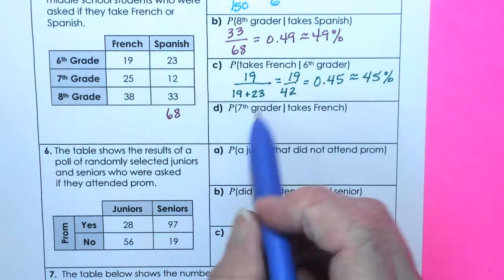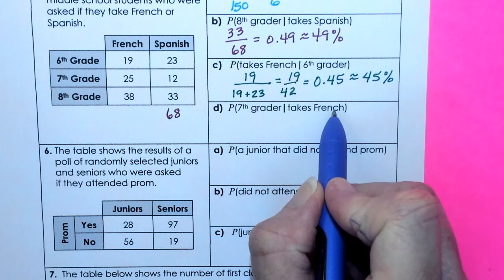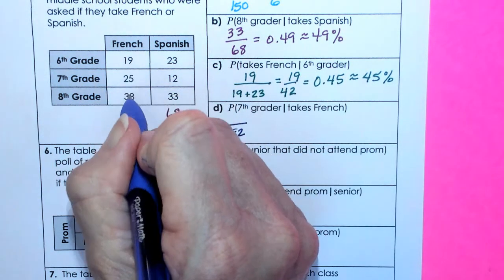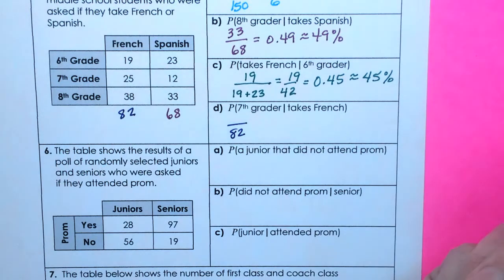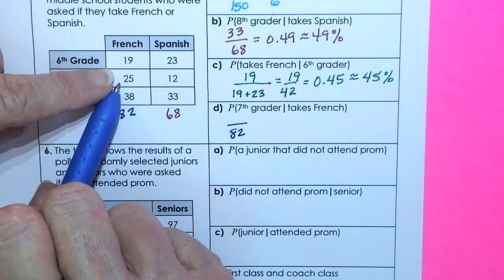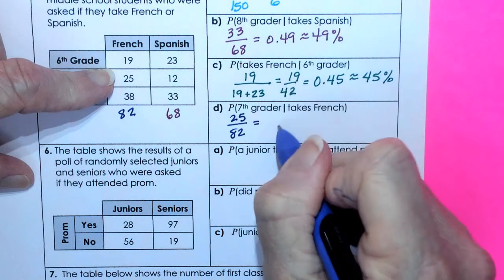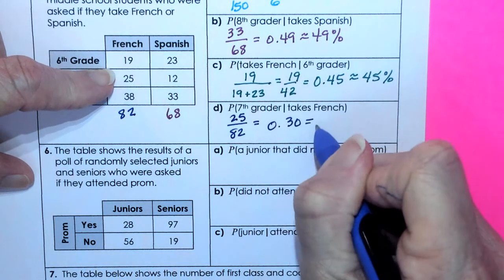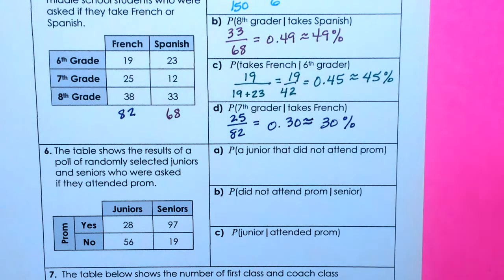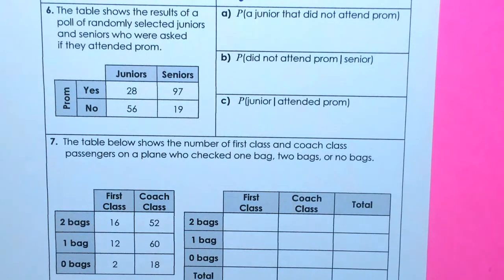Okay, now we're going to try and find a 7th grader, given that the student takes French. So we need everyone who takes French first. Our denominator would be adding up 19, 25, and 38, which gives us 82. And we're looking at a 7th grader, so there's 25 7th graders who take French. That becomes 0.30, or about a 30% chance of meeting that criteria. You can push pause and look at that. Here's our next example.